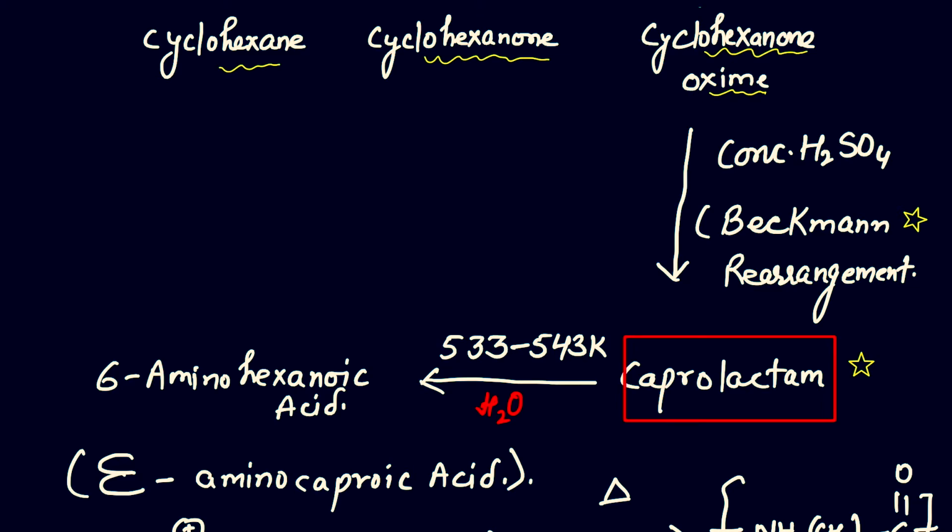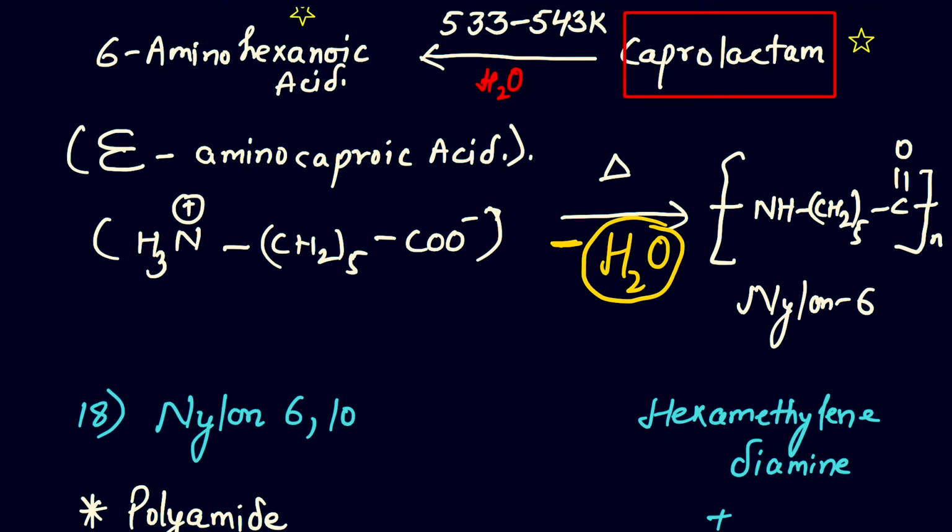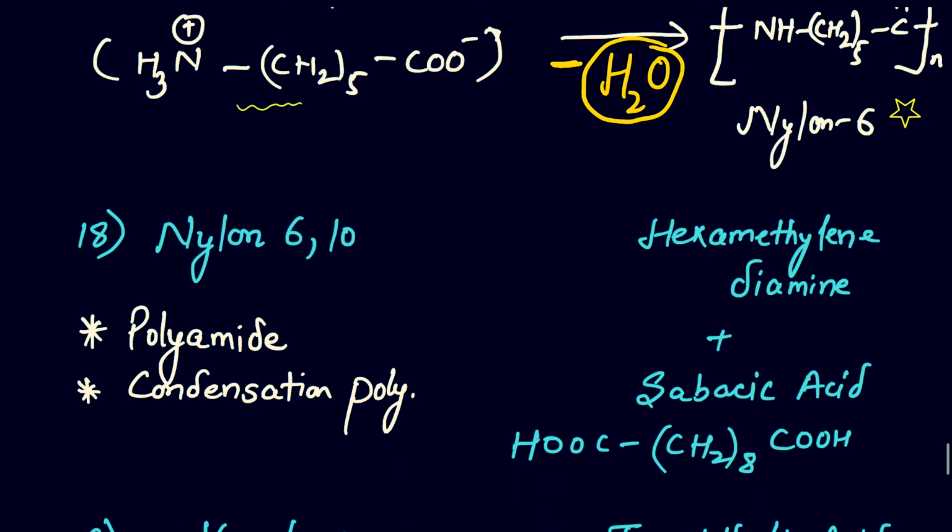So we get amino hexanoic acid from caprolactam, which, if further heated, forms our nylon 6 with the release of H2O molecules. So that is about the polymerization of caprolactam to form nylon 6. Now moving on to our next polymer.